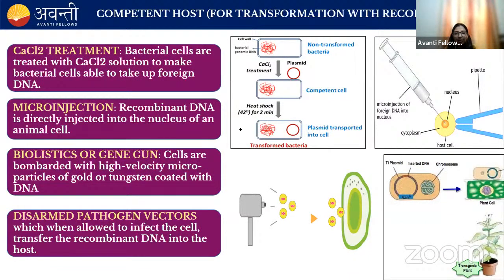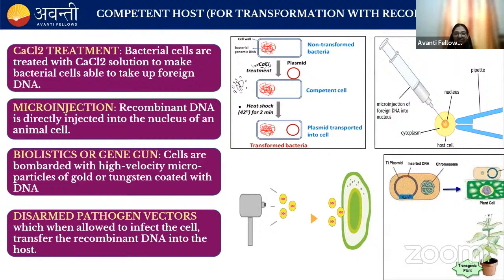Next one is the competent host. First treatment is the CaCl2 treatment. We know that the DNA is negatively charged, right? And in this calcium chloride, the calcium is positively charged. It's a divalent cation. So this calcium surrounds the DNA when we treat the host cell with the calcium chloride.